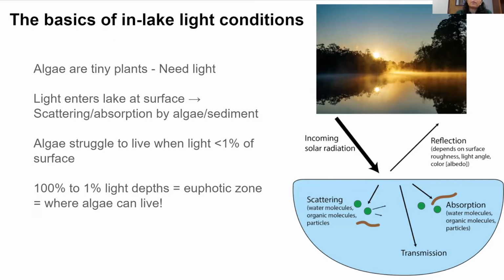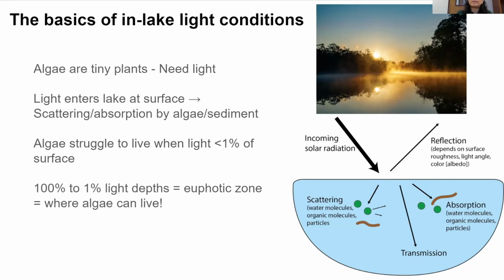So, the basics of the light. We have the incoming solar radiation reaching the lake surface. We basically focus on the photosynthetically active radiation, which is about 400 to 700 nanometers. Once the light reaches the surface of the lake, we have some reflection, and we have some scattering due to the water molecules, suspended particles, and organic matter. And we know that algae need the light because they are plants, to survive. And how much can they tolerate? They can tolerate between 100% to 1% of the light.